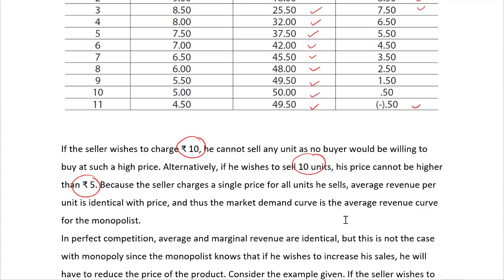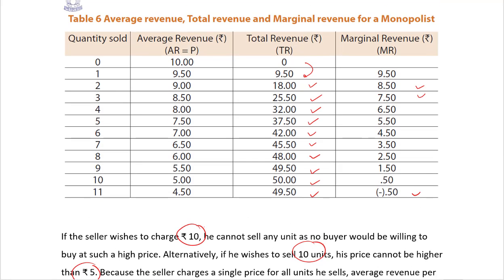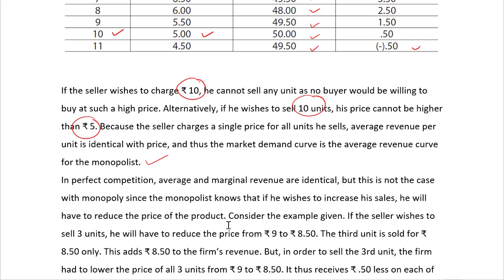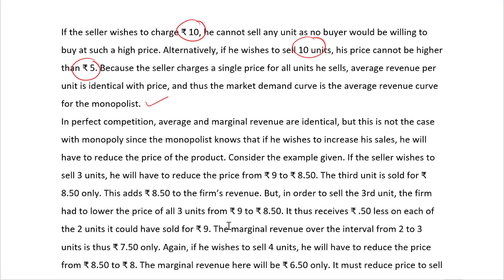Because the seller charges a single price for all units he sells, average revenue per unit is identical to price, and thus the market demand curve is the average revenue curve for the monopolist. See over here, if he wants to sell 10 units, he needs to charge the price as 5 rupees. In perfect competition, average and marginal revenues are identical, but this is not the case with monopoly, since the monopolist knows that if he wishes to increase the sales, he will have to reduce the price of the product.